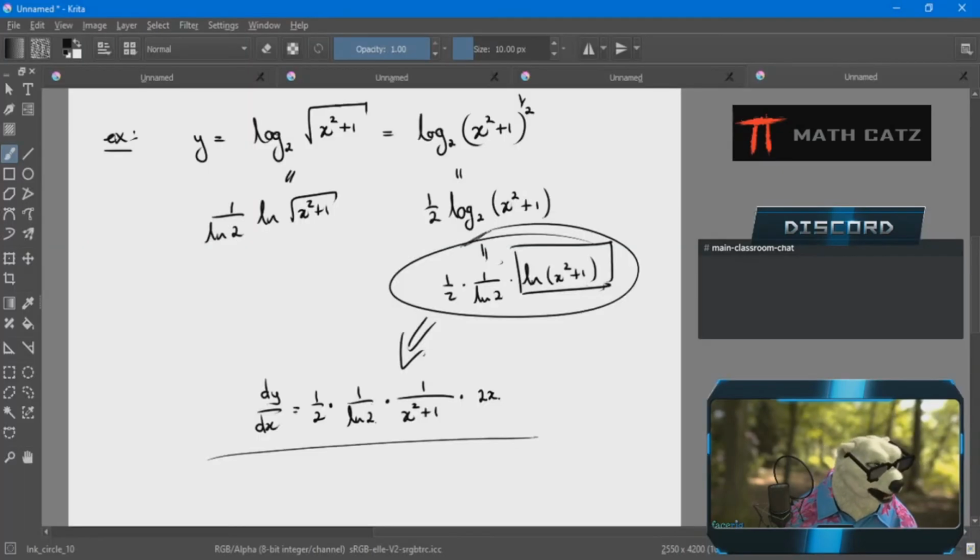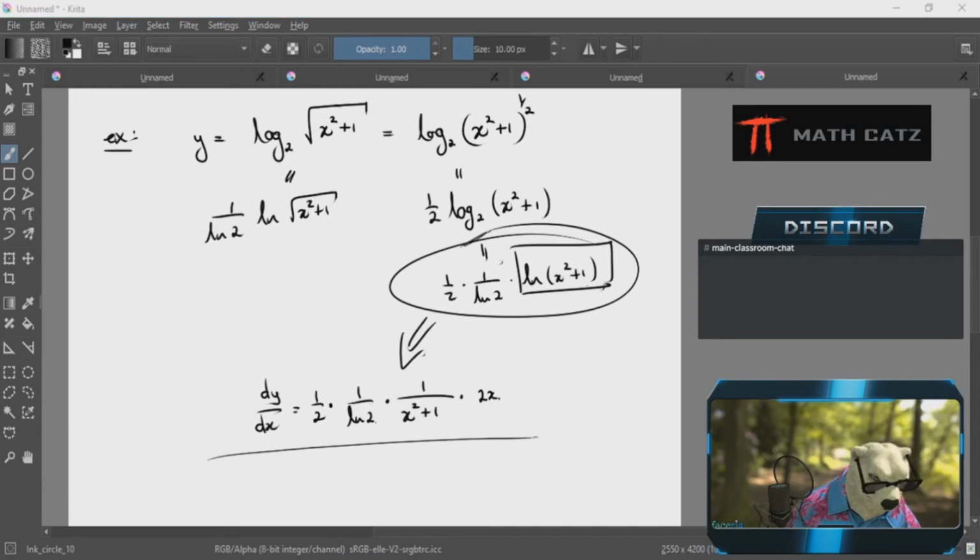All right, now that you had a second to think about it, are there any questions about the general base log function? No questions at all. All right.